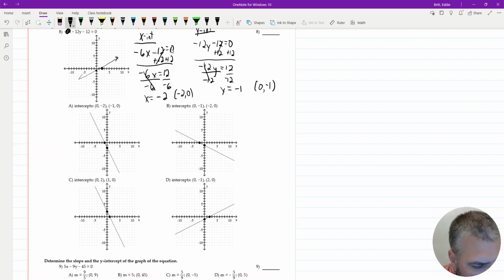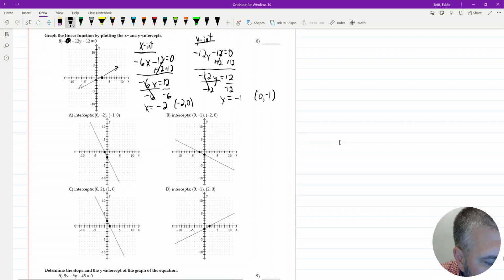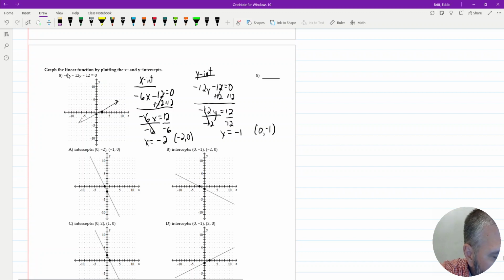And then, let's see, +12. This is -6x plus 12. So I did something wrong. Do you know what I did wrong? This is -2, 0, not +2, 0. All right, so my mistake is this one right here.